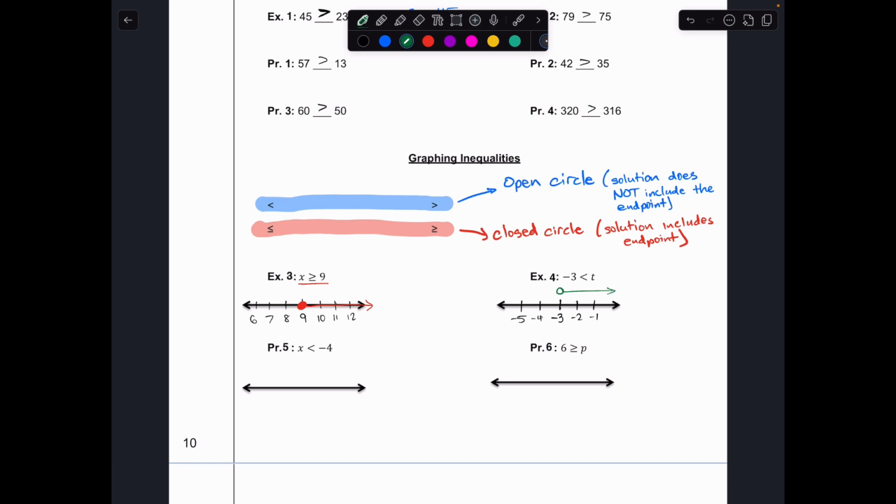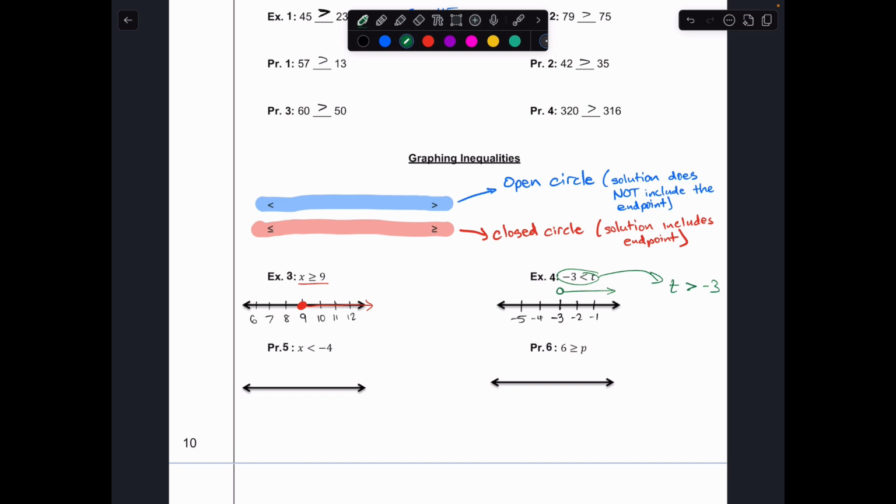Now, some people have asked me in the past, well, hey, it says less than. Why don't I draw the arrow to the left? Well, that's because the variable's on the other side compared to example 3. So if you like to use that rule, less than points to the left and greater than points to the right, that's only true when the variable is on the left side. So if you rewrite this with t on the left side, t would have to be greater than -3, and that follows that rule then.